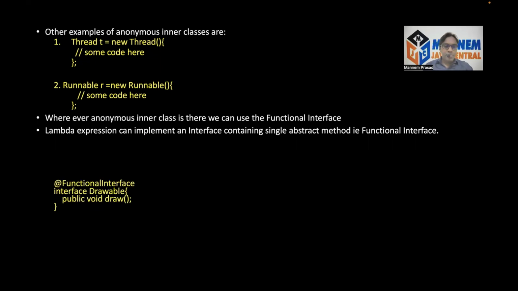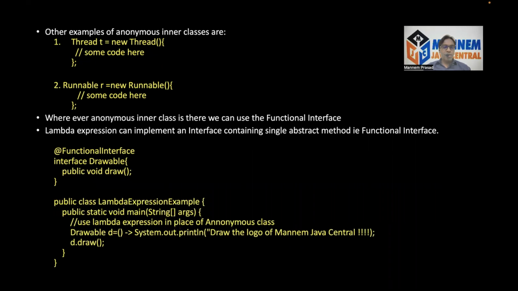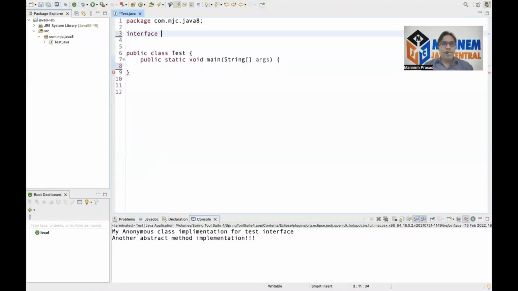Okay. Next, see here, I have a functional interface Drawable. And this Drawable functional interface contains the draw abstract method. So how to provide implementation to this one? Drawable d is equal to open brace, arrow operator, and you have to provide implementation. And you have to call this method by using the reference variable of the functional interface. That's it.